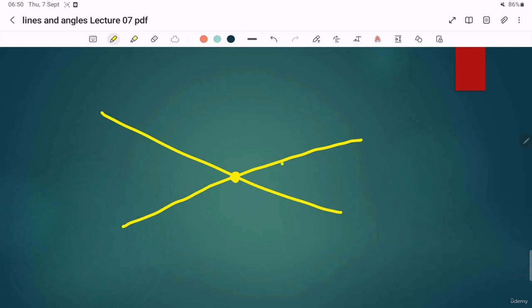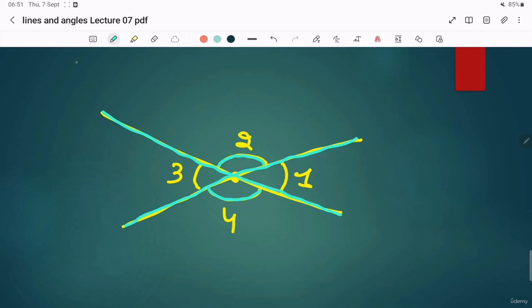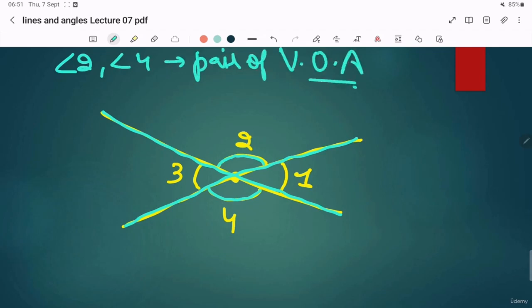Now we are having four angles. One is this, another is this, another is this, and another is this. Let's say this angle is angle 1, this is angle 2, this is angle 3, and this is angle 4. So angle 2 is vertically opposite to angle 4. Angle 2 and angle 4 are one pair of vertically opposite angles. I have written it in short.